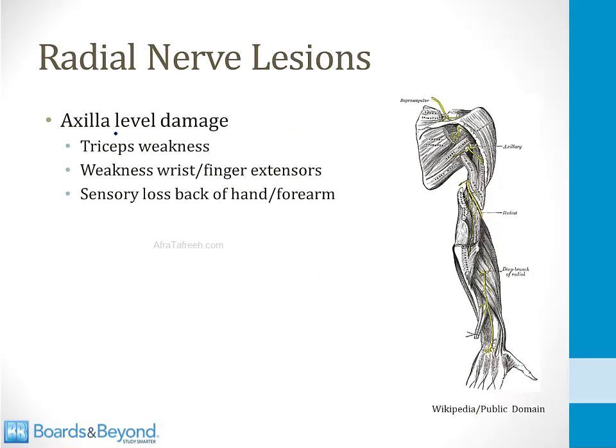If there is a radial nerve lesion at the level of the axilla, so that's very high up in the arm, this will lead to motor and sensory loss in all the areas supplied by the radial nerve. So there will be triceps muscle weakness, which will present as difficulty extending the arm at the elbow. There will be weakness of the wrist and finger extensors, and there will be sensory loss at the back of the hand and the back of the forearm.